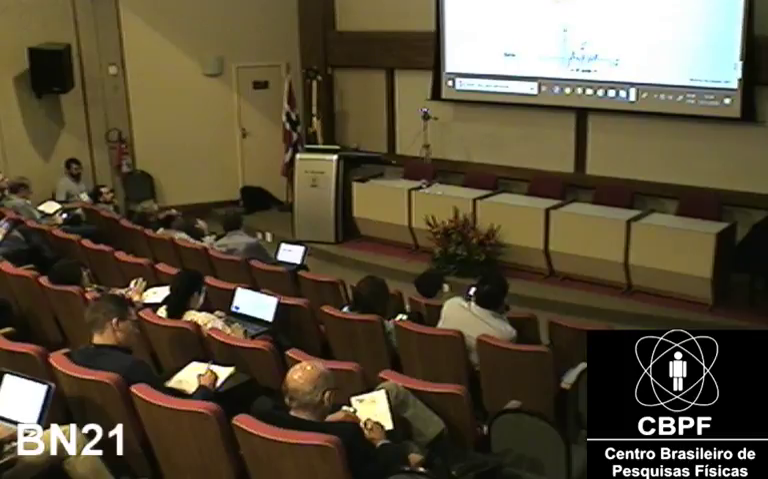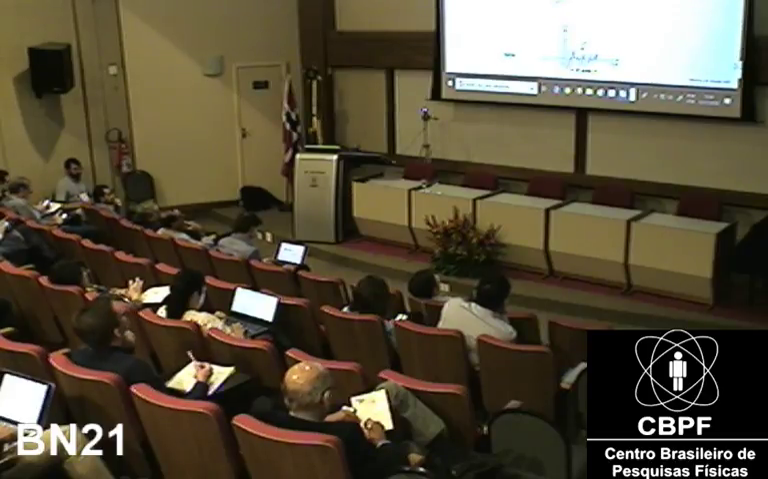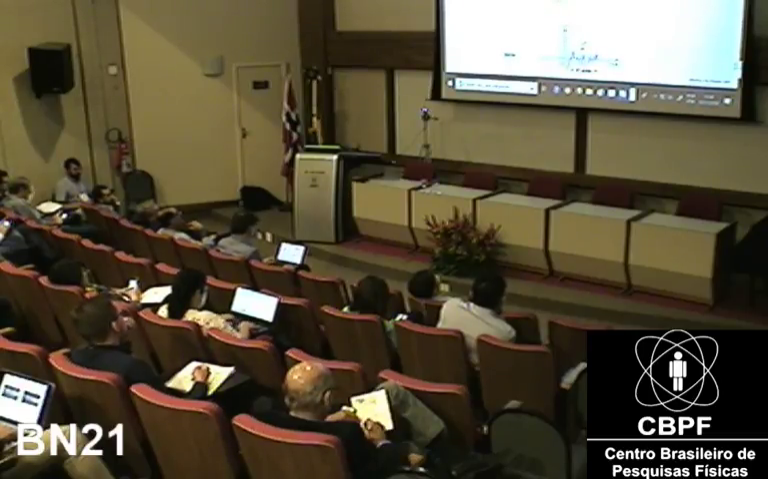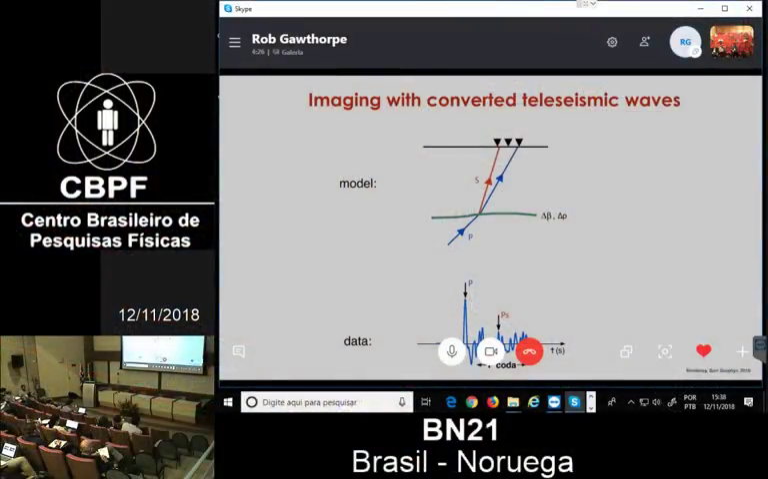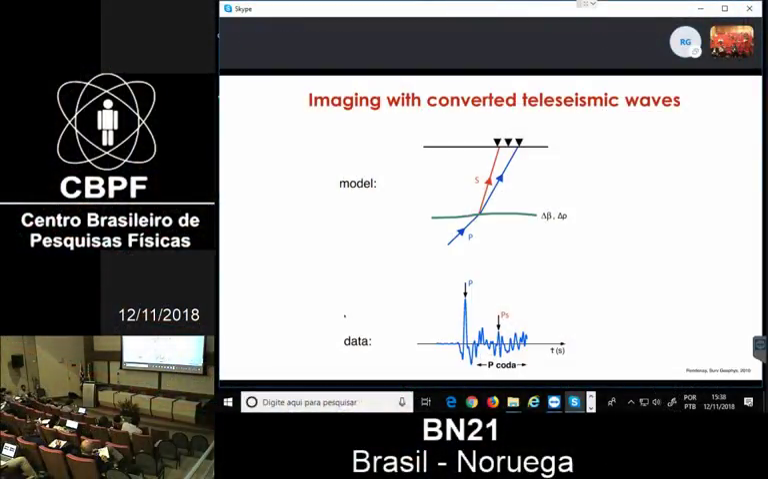So the type of seismic data that we're using is converted teleseismic waves, and some of you are very familiar with this and some of you aren't, so I'm going to try to explain very briefly what the theory is with those two figures here, one that's sort of more representing the model space and one representing the data space.